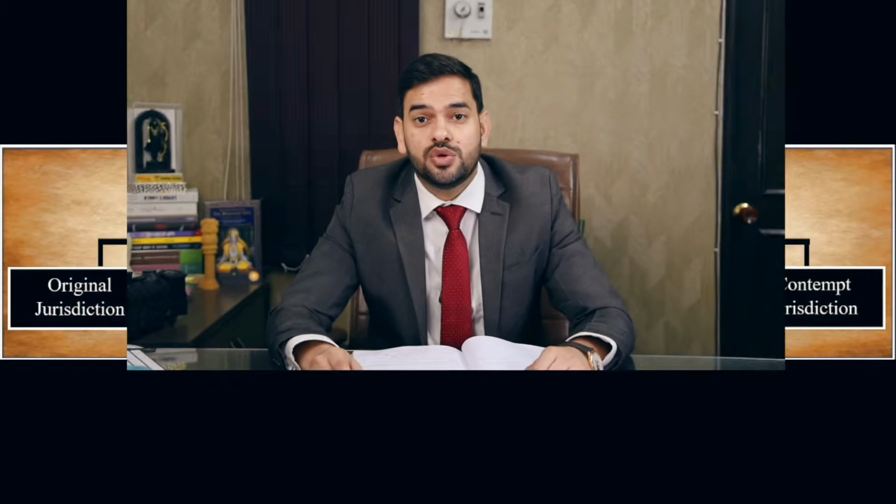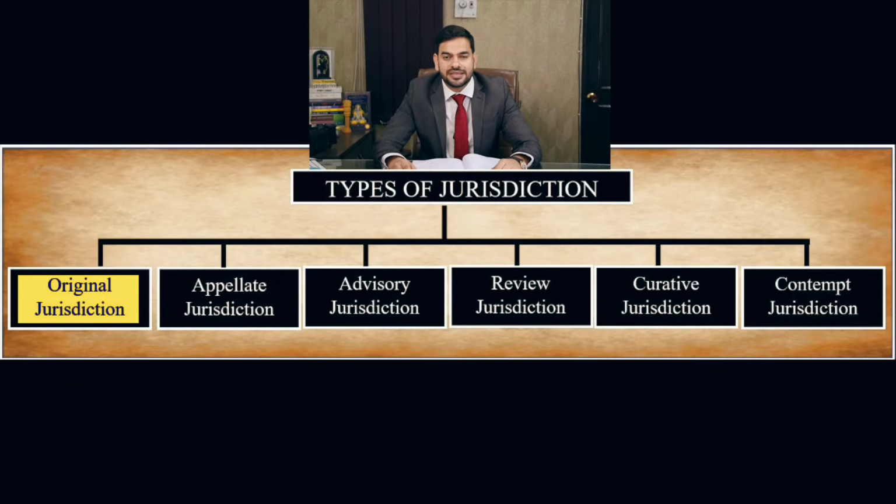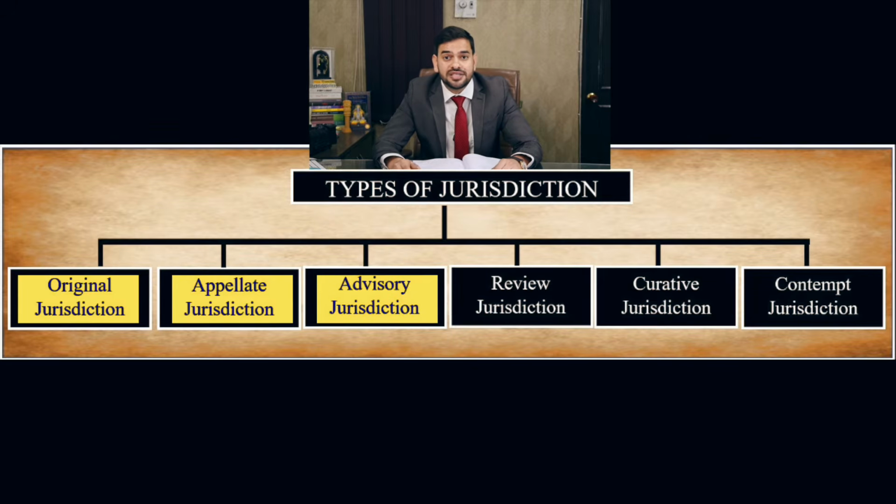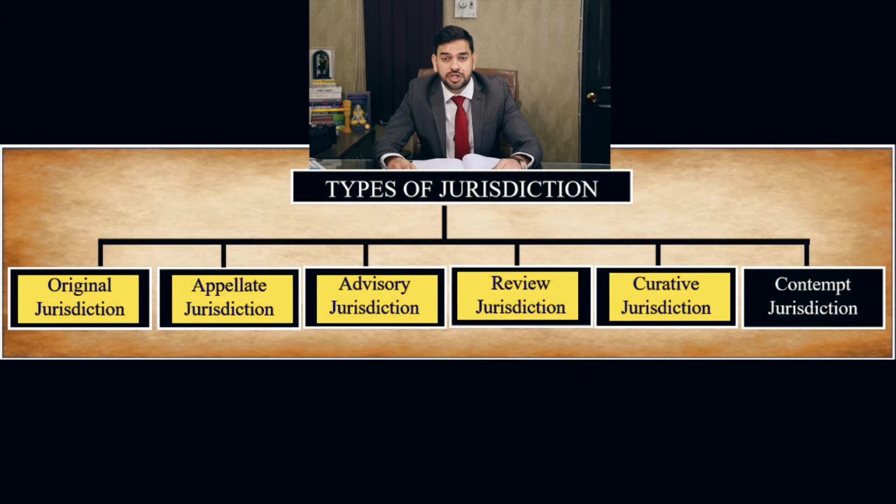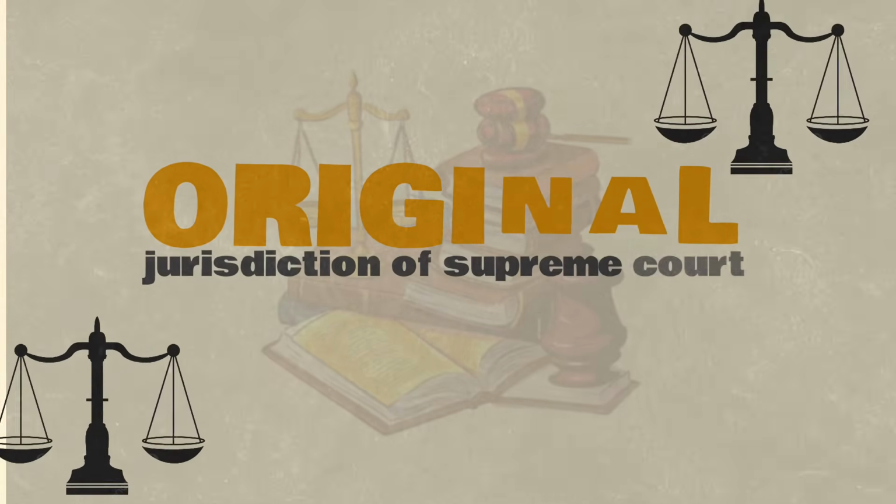First, it's called the original jurisdiction of the Supreme Court. Second, it's called appellate jurisdiction. Third is called the advisory jurisdiction of the Supreme Court. Fourth is review jurisdiction. Fifth is curative jurisdiction. And sixth is contempt jurisdiction of the Supreme Court. So in today's video, we will be covering the original jurisdiction of the Supreme Court.